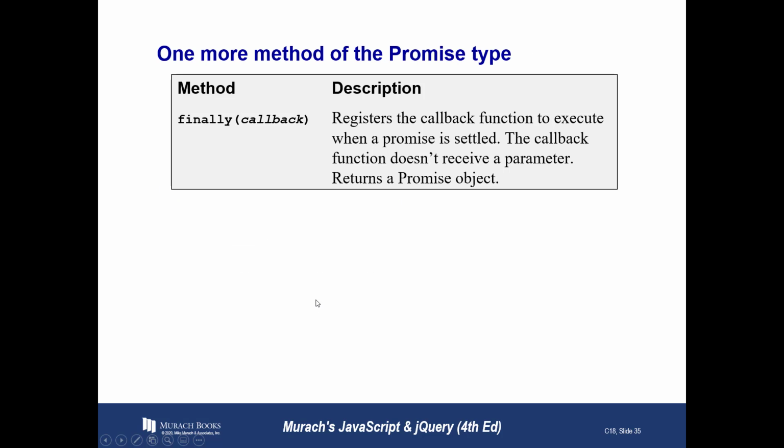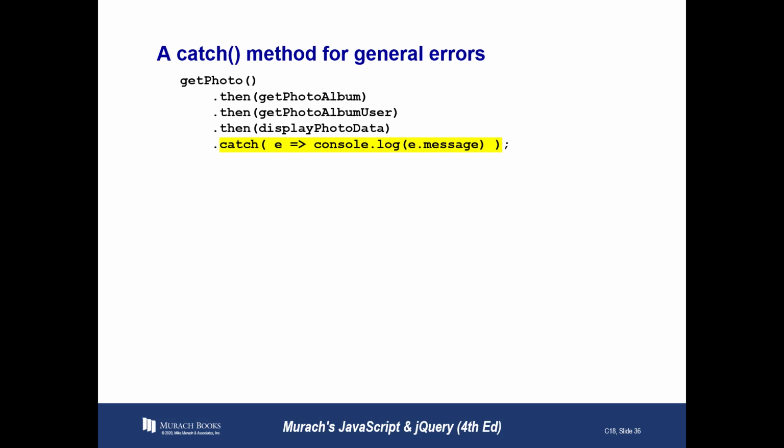One more method of the promise type. Notice there's a finally that you can put on here. It registers the callback function to execute when a promise is settled. Settled means that either the promise has been accepted or the promise has been rejected. So this callback will be called regardless of whatever you're trying to do, whether it worked or it didn't work.